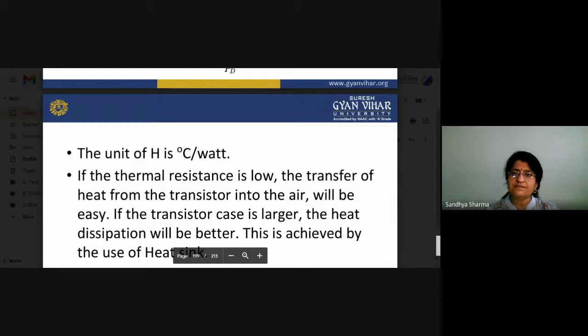If thermal resistance is low, the transfer of heat from the transistor into the air will be easy, and if the transistor case is larger, the heat dissipation will be better. This is achieved by the use of a heat sink. So we try to make the case larger so that a large amount of heat will be dissipated into the atmosphere.